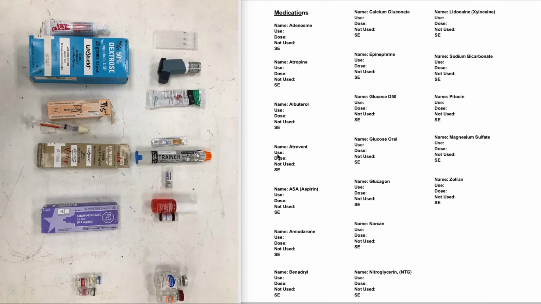Obviously, these are not medications that EMTs will usually be administering, but we still need to be able to know what they look like, know what they're used for, and when asked by your paramedic, be able to get them out and maybe even set them up for the paramedic.